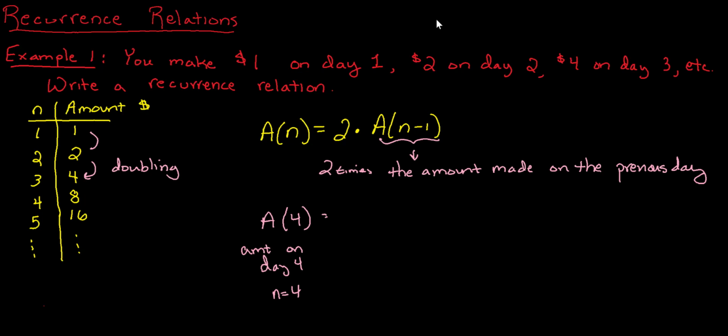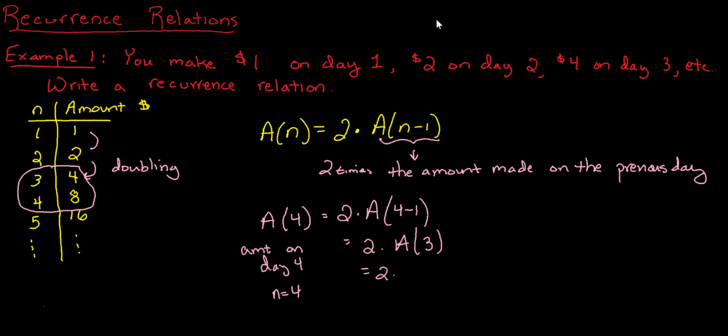So for example, if I wanted A of 4, the amount on day 4, n is 4 in this notation, what I need to do is take 2 times the amount that I made on 4 minus 1. I need to do 2 times the amount made on the third day. And that's exactly the pattern we saw over here. The amount made on the third day was $4, and that's why we got $8 on the fourth day.